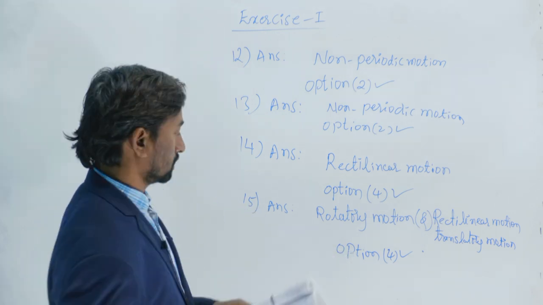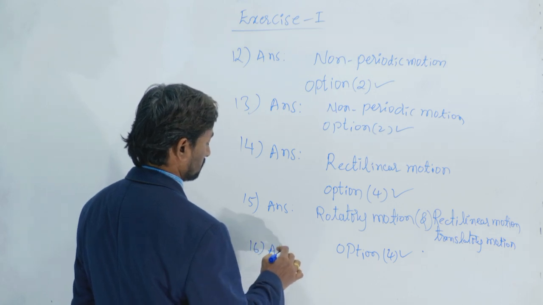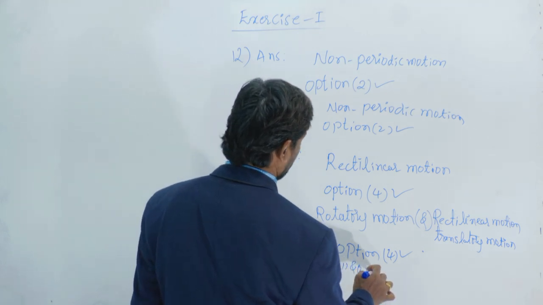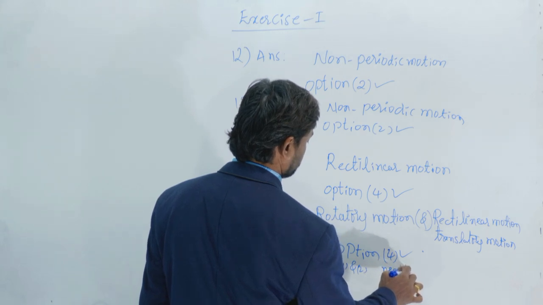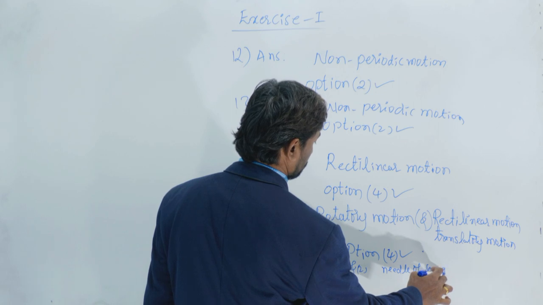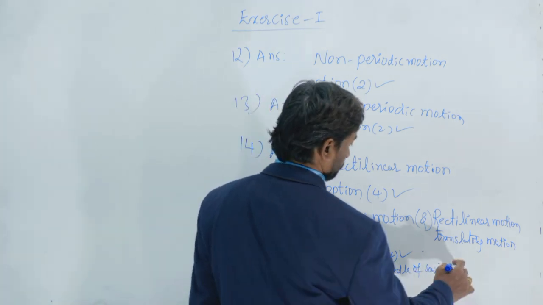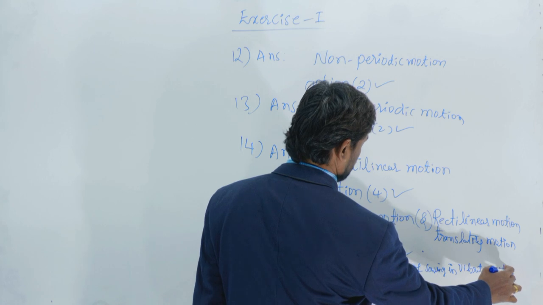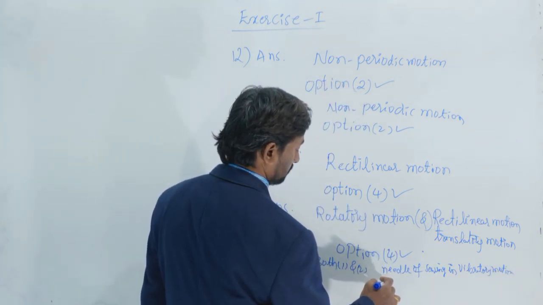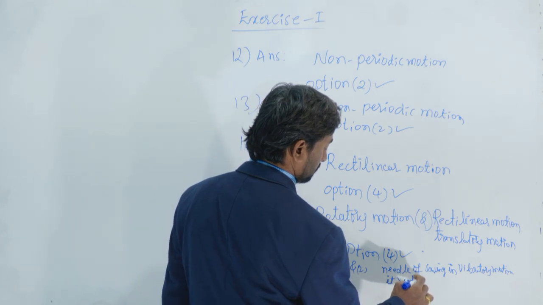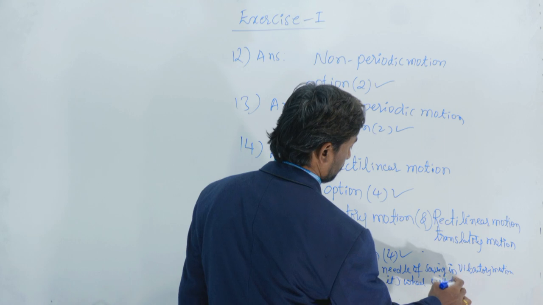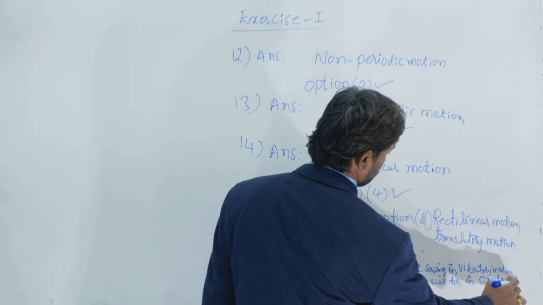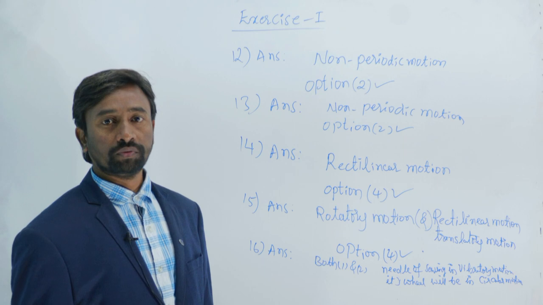So for the 16th answer, we can write both 1 and 2. The needle of the sewing machine is in vibratory motion or oscillatory motion, both are the same. And its wheel will be in circular motion.